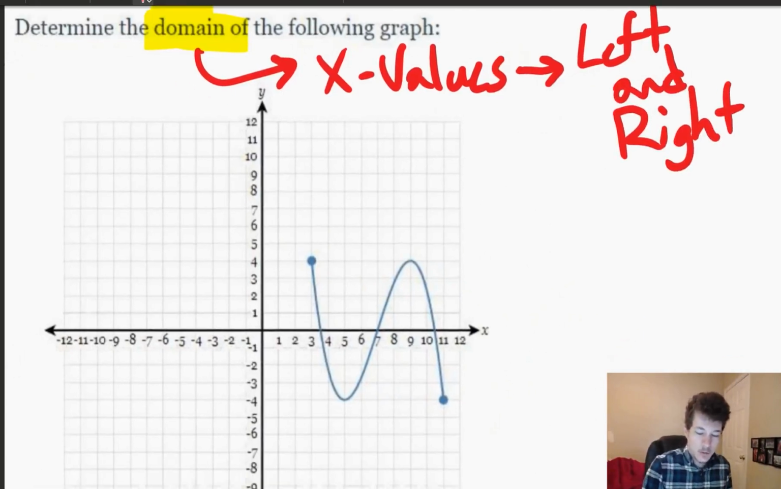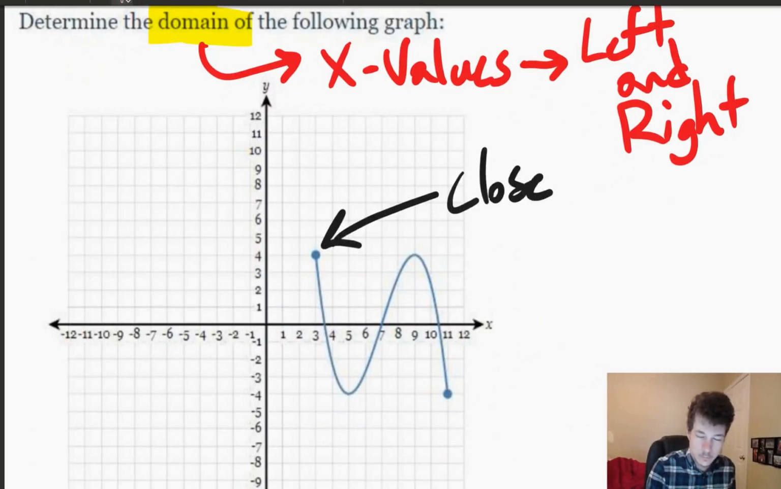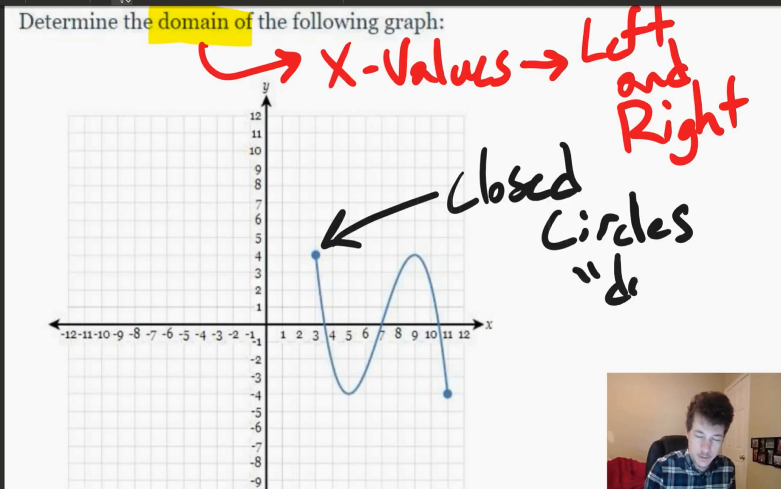If we look at this graph, we can see that this point is as far left as it goes, and this other point is as far right as it goes. You'll notice that these are closed circles, and that will become important later. They're closed dots. The fact that they're closed is pretty important. Either way, we have a left bound and a right bound.